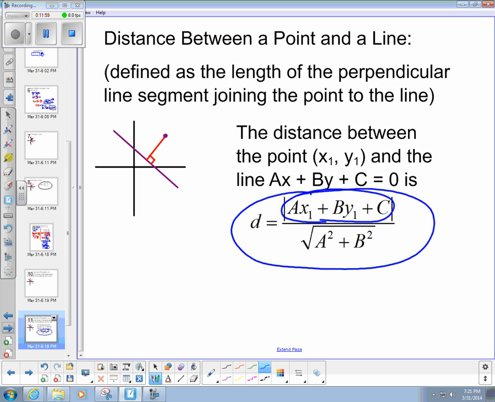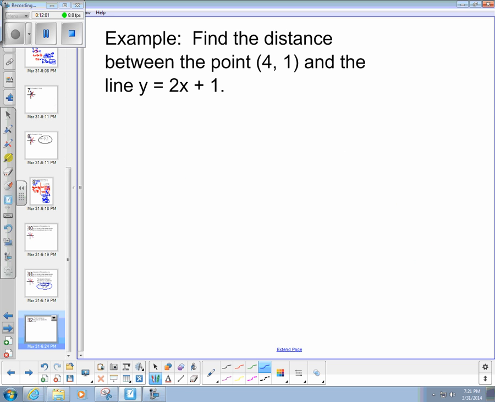Okay, so again, let's look at an example. We're going to find the distance between the point 4, 1 and the line y equals 2x plus 1. So if you will pause the video and try this on your own first, and then start it up when you're ready. Okay, remember our formula.